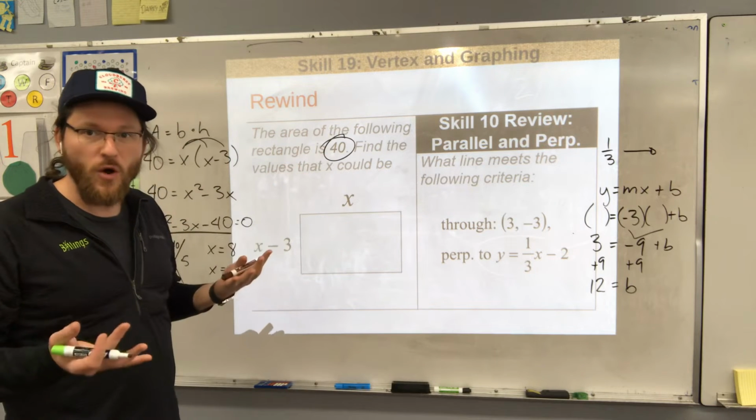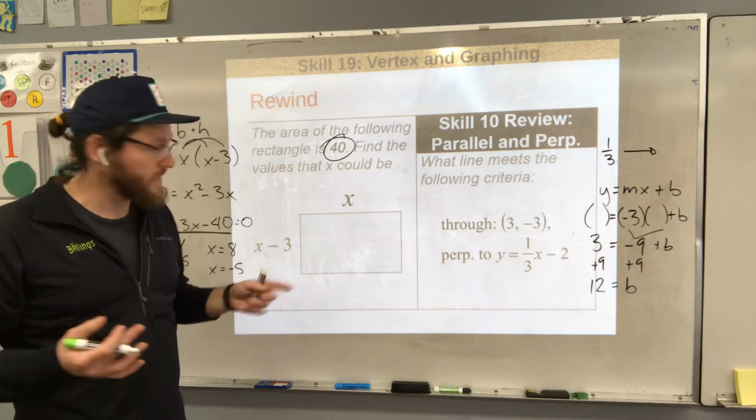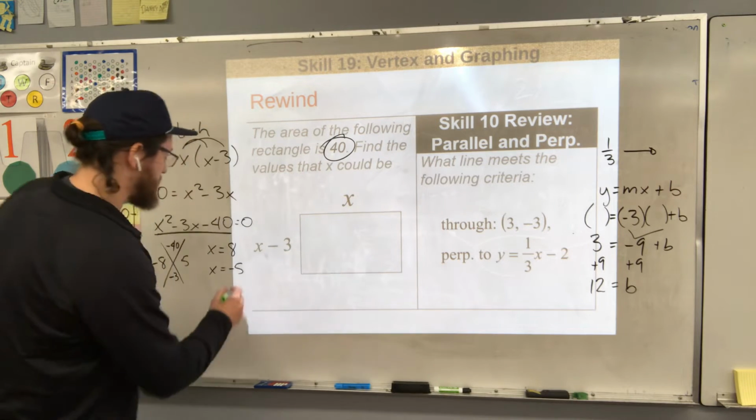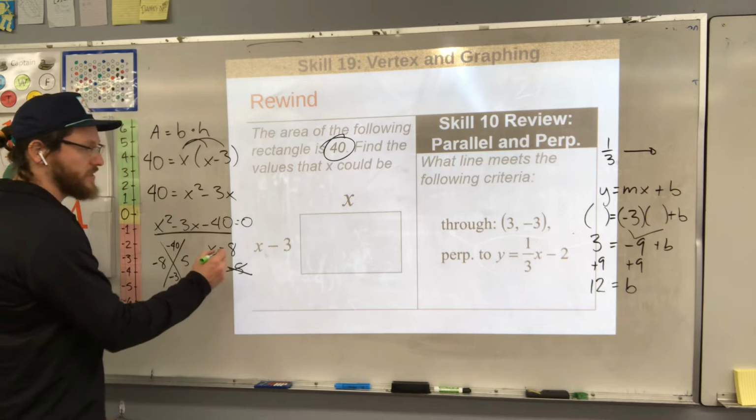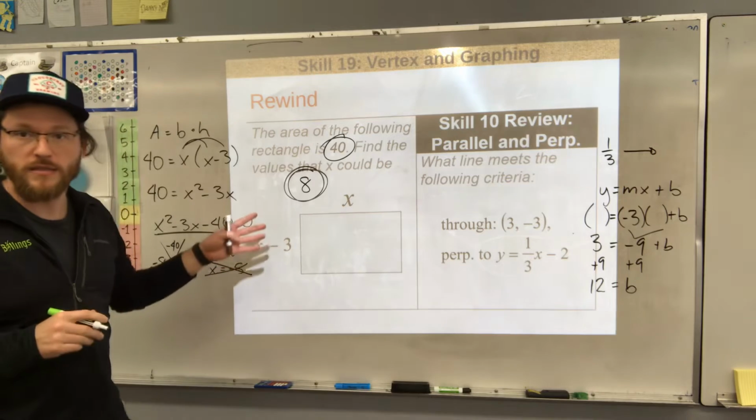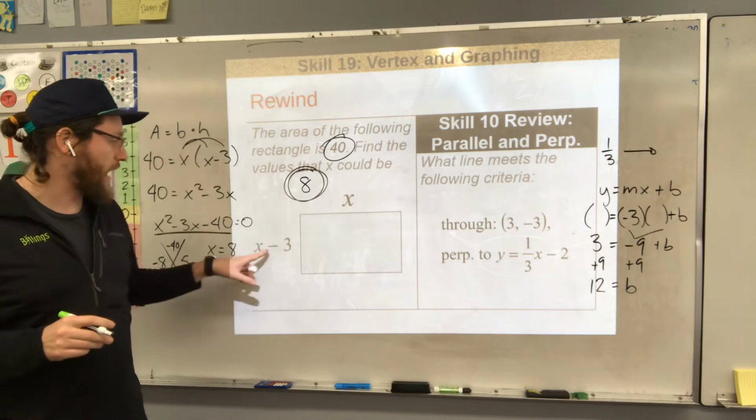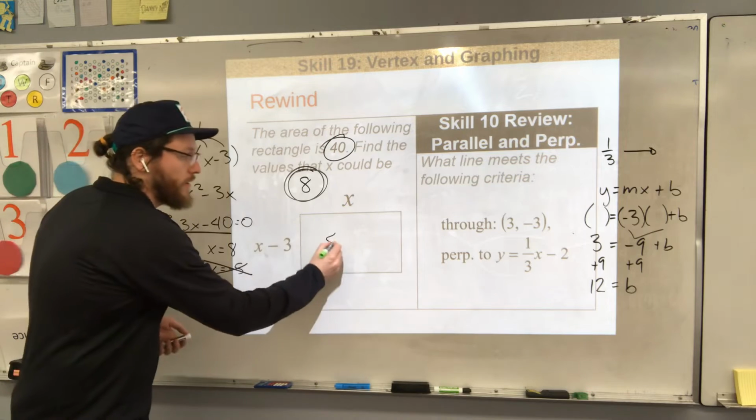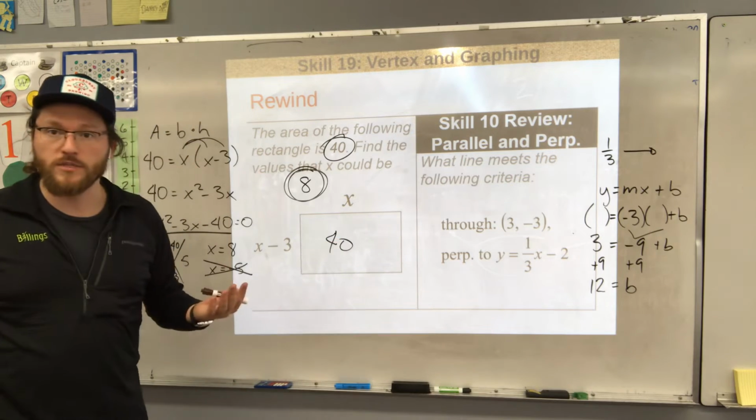But in this problem, only one of those answers really makes sense. It doesn't really make sense for us to have a negative distance. So -5 doesn't really make sense. The answer 8 is a much more sensible answer for this problem, right? 8 along the top here, 8 minus 3 is 5. 5 times 8 does give us an area of 40, right? And we solved that using Xbox.